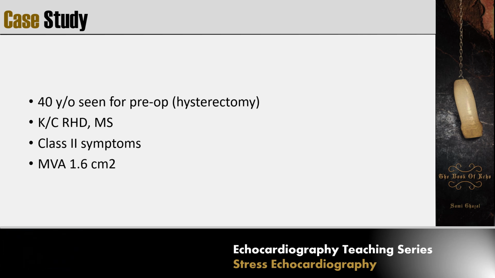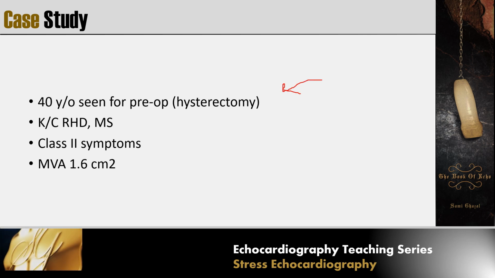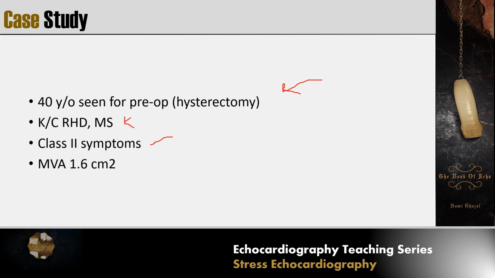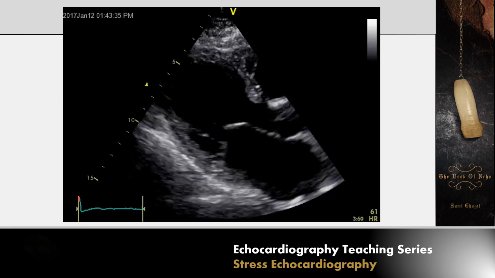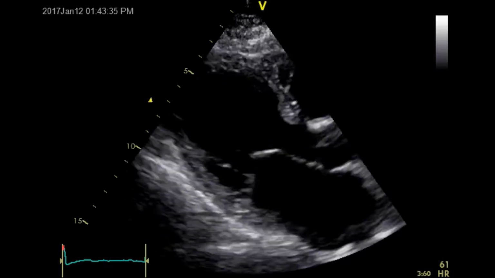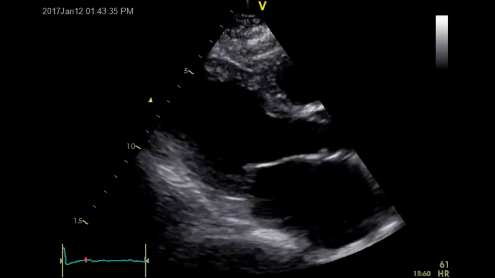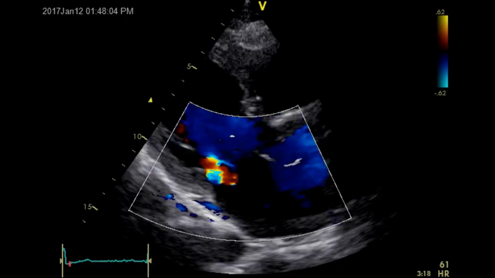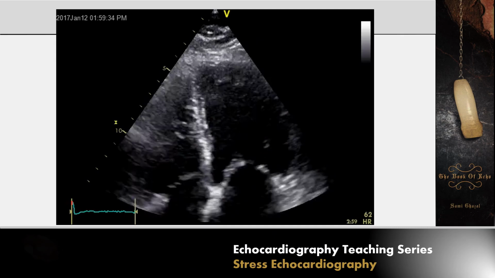We have here a case study: a 40-year-old with rheumatic heart disease with MS. There are symptoms, and the mitral valve area is 1.6, but there are symptoms. We're not sure, so we are looking to regrade this to severe. So we can see here rheumatic MS with a doming and all the features of rheumatic disease. You can see here also flow acceleration and turbulence of flow during diastole. Some MR is there as well.